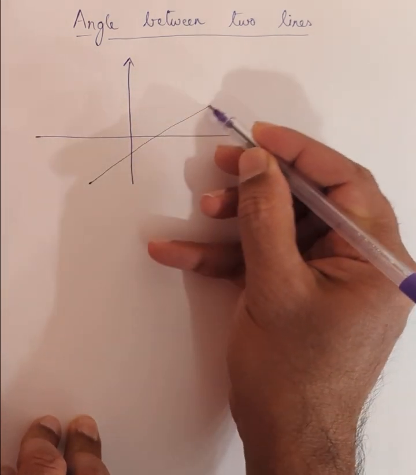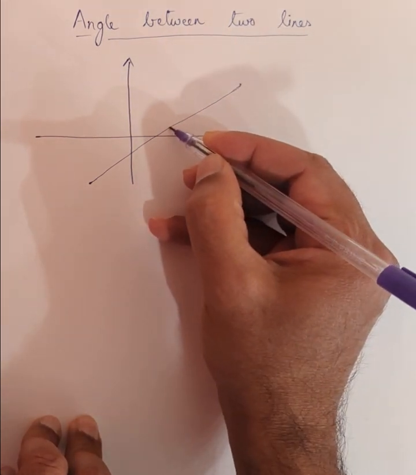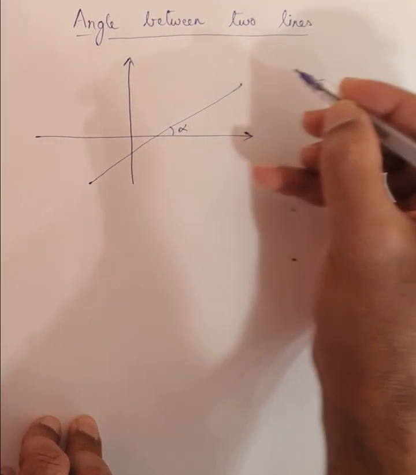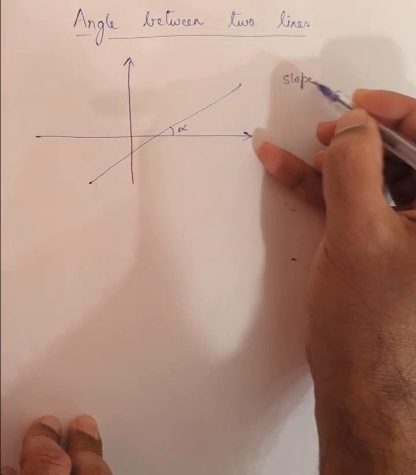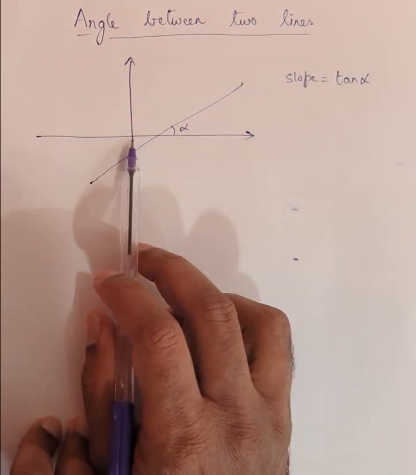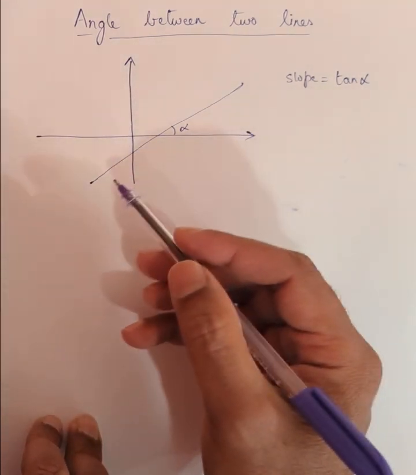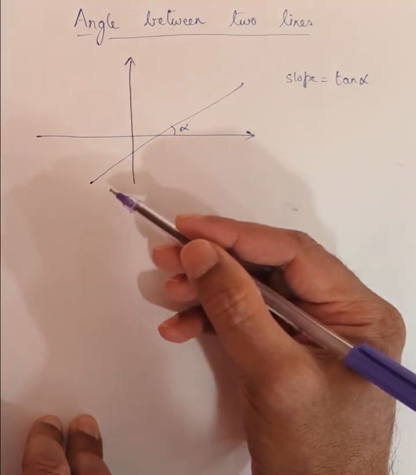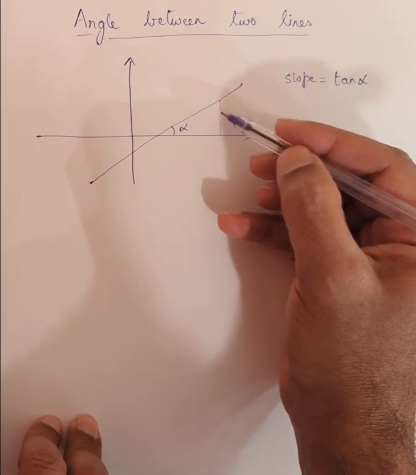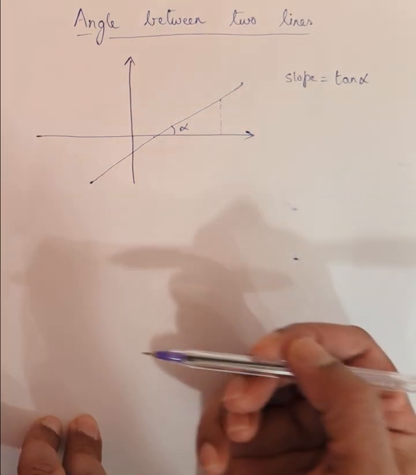So if I have a line that makes an angle alpha with the x-axis, then I can define the slope of this line as tan alpha. Now, of course, this is true only if the unit lengths are the same on both x and y axis. So assuming that the definition of slope of a line is the tan of the angle it makes, you can see tan alpha is simply the rise over run. Tan alpha is opposite over adjacent, but that's the same as rise over run.